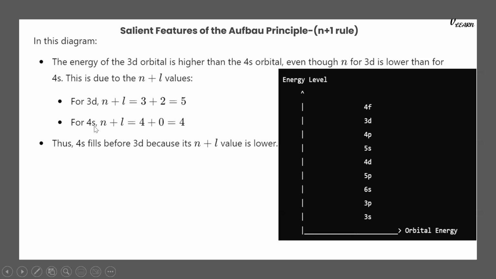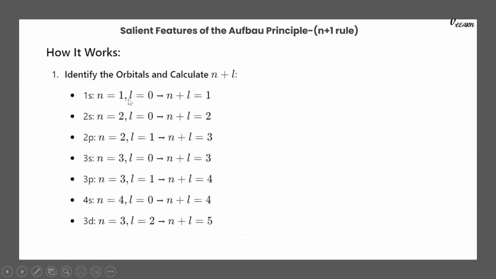And what is the l value? For s, the azimuthal quantum number is 0. So 4 plus 0 is 4. So the 4s level has to be filled first, and then the electron will move to the 3d orbital. See, here it is given in the same format. First the 4s energy level will be full, then the electron will move on to the 3d level. Okay, and see how it works.